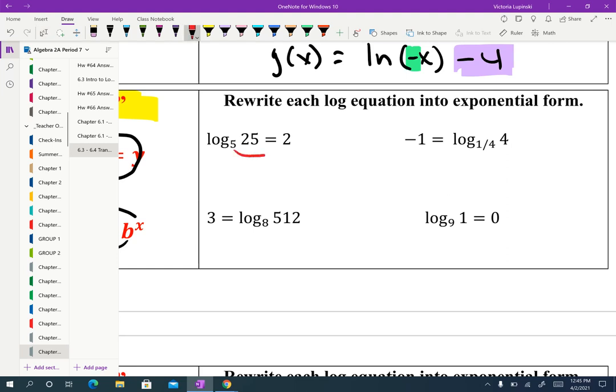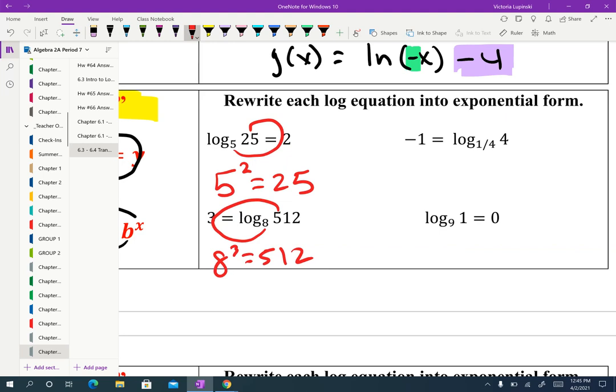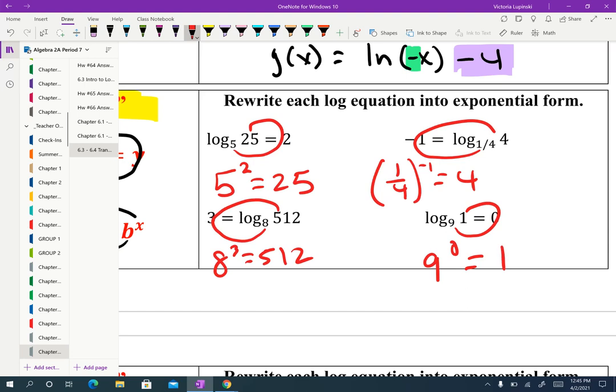So in the first one, you're going to go from the 5 to the 2 and then back, which means that 5 squared equals 25. Right underneath, you're just simply looping the opposite direction. So 8 to the 3rd equals 512. Then for the next one, you're looping from the 4 to the other side and then back. So (1/4), we tend to put fractions in parentheses, to the -1 equals 4. Then you're looping the other way, so 9 to the 0 equals 1. And please note, you could also write 1 equals 9 to the 0.